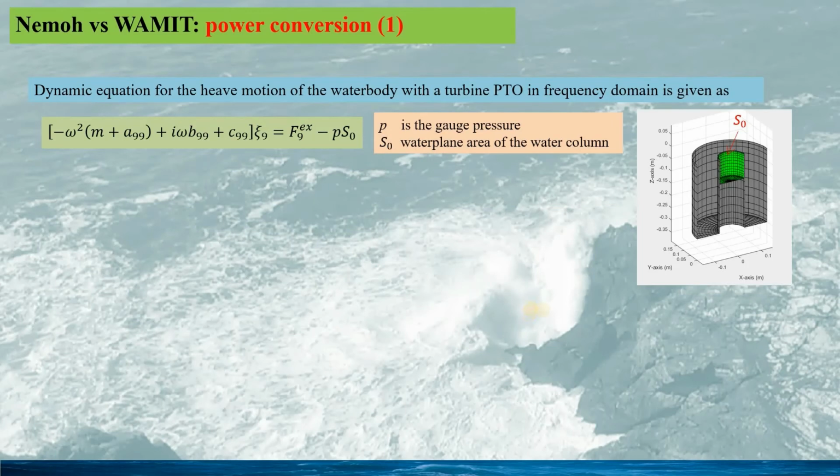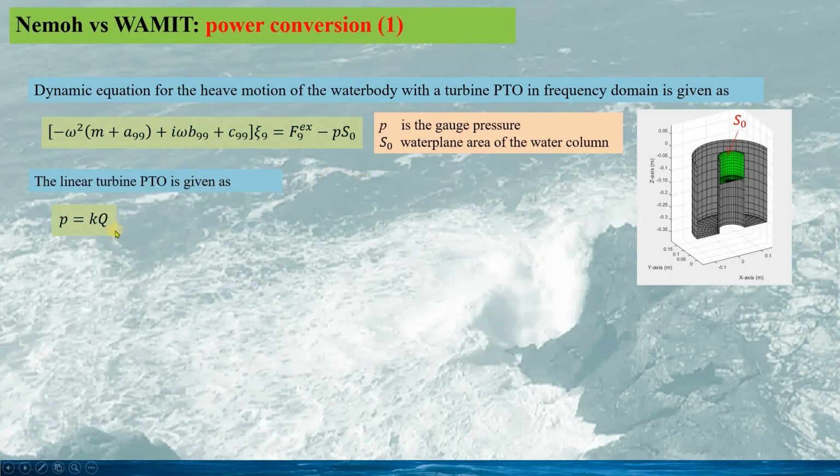For power conversion of an OWC device, we need to build the dynamic equation first. By applying a linear turbine PTO, the dynamic equation can be given in this form. Here, P is the chamber pressure, S0 is the sectional area of the piston. This pressure can be understood as this. When it is positive, it would push the piston down. Thus, the power takeoff force has a negative sign here.